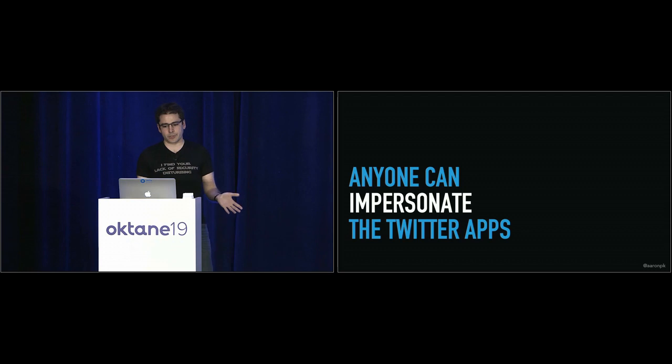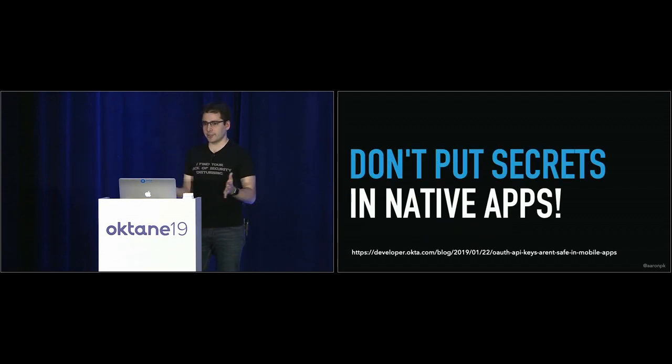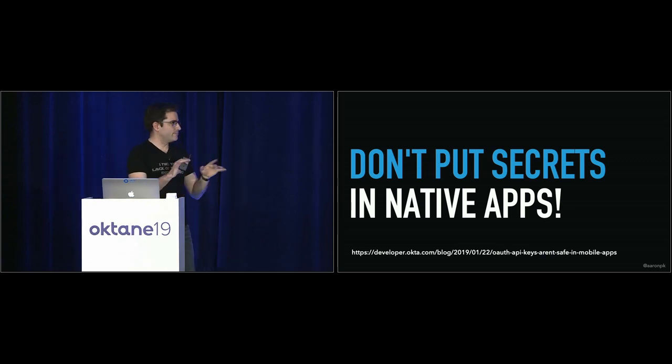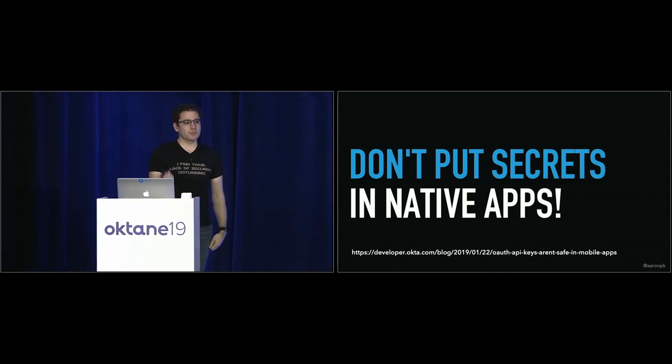Okay, so what's the moral of the story here? Don't put secrets in native apps, because you can't. They're not secret. I wrote a blog post a couple months ago about this, and a link is down there. Or just Google "API keys aren't safe in mobile apps" and you'll find it. It goes through a couple of ways that you can very easily see how it is not safe to put secrets in mobile apps, in case you need to cite this for some coworkers who maybe don't understand it yet.